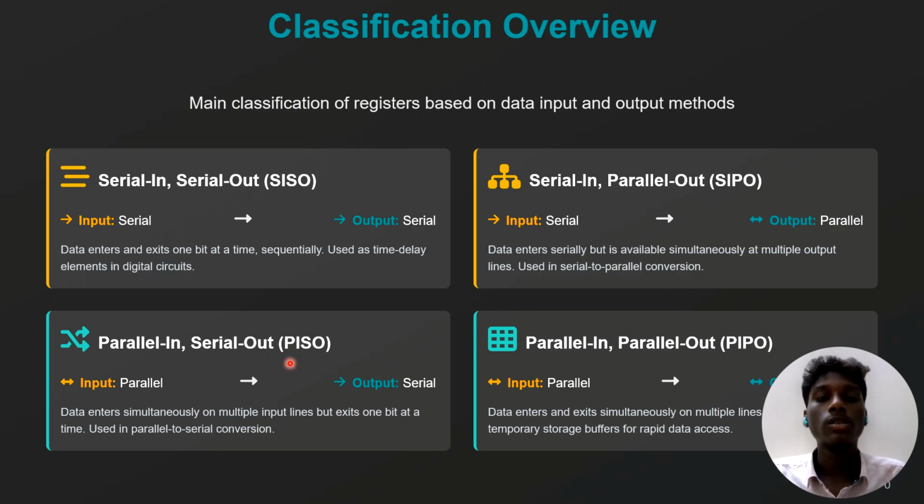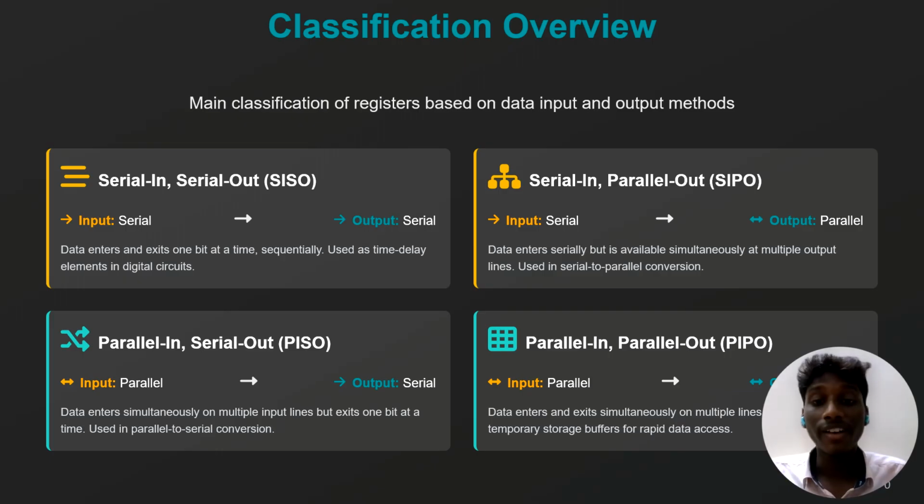Parallel in, serial out. Here the input we have to give parallel but the output will become serial. The data enters simultaneously on multiple input lines but exits one bit at a time, used in parallel to serial conversion. In parallel in, parallel out, the input we have to give parallel, then the output will become parallel only. The data enters and exits simultaneously on multiple lines, used as temporary storage buffers for rapid data access.